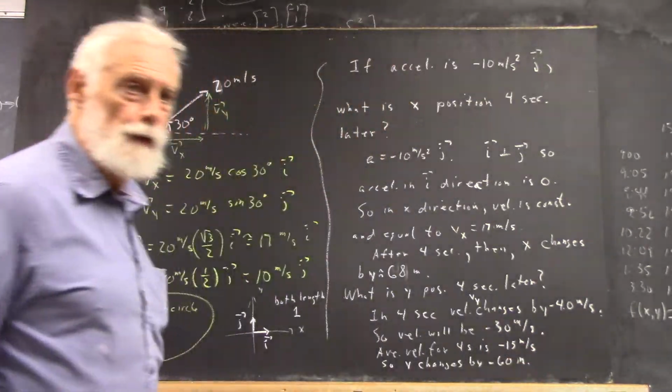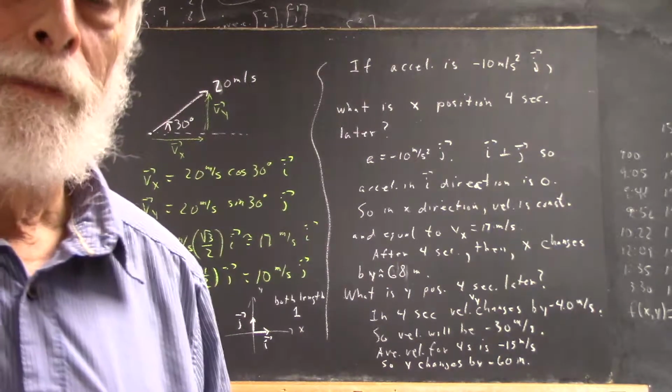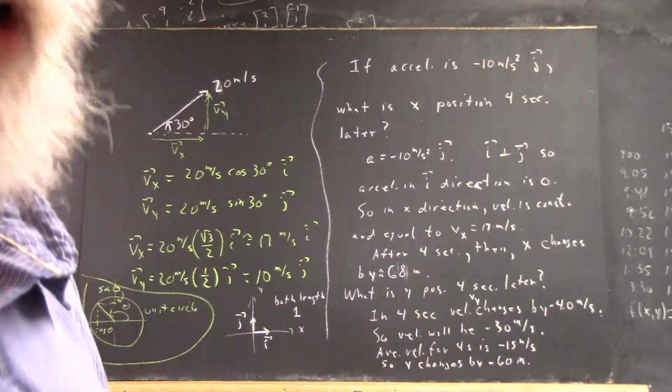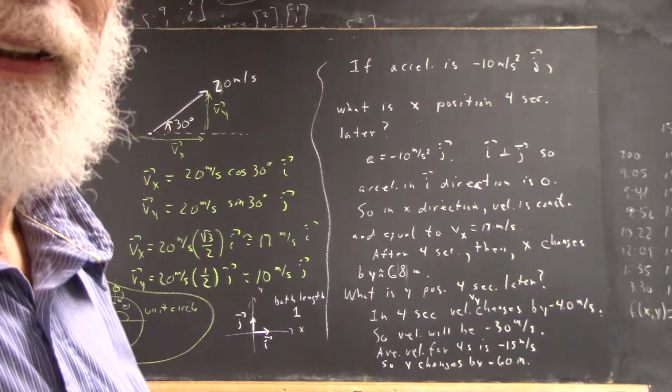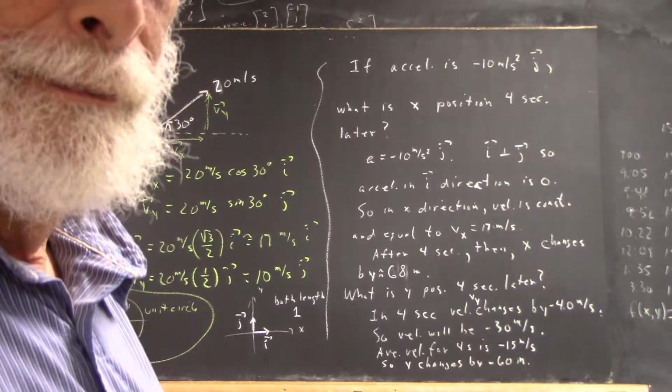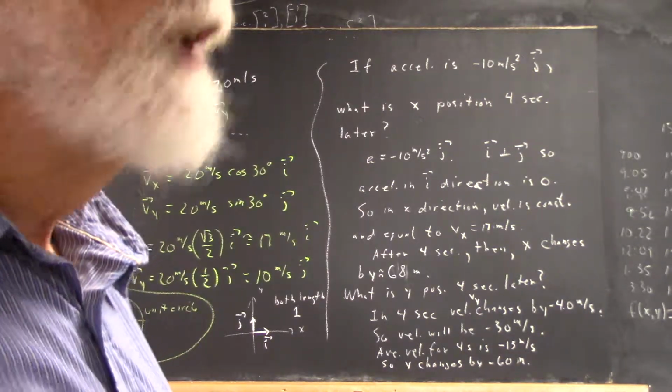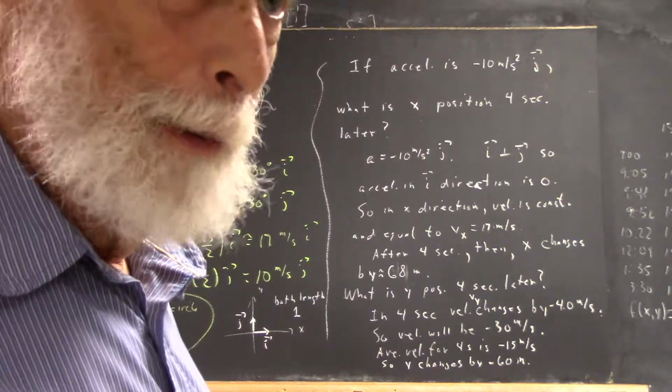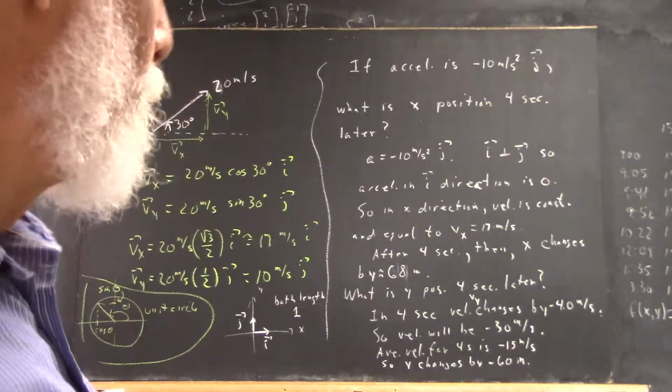y changes by negative 60 meters, right? No formulas, no magic, nothing you don't totally understand or don't need to totally understand, okay? With uniform acceleration, you can do all these things.